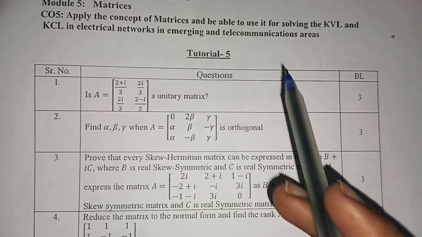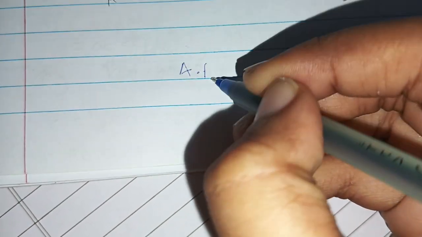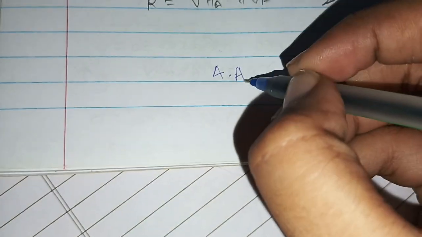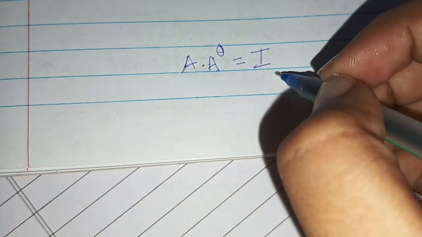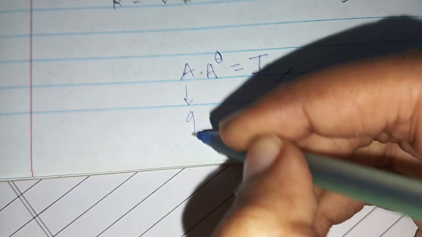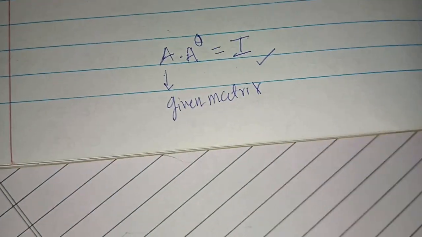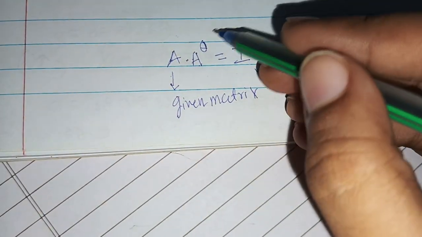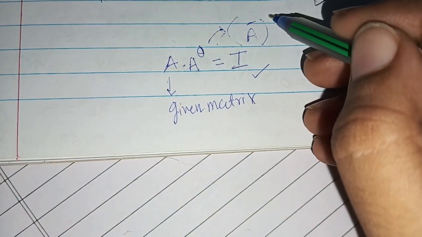Unitary matrix means A into A theta is equal to I. So let me show you. For a unitary matrix, what you have to note is that the compulsory condition is A into A theta is equal to I, where A is your given matrix. And what is A theta? A theta is nothing but the conjugate of the given matrix's transpose.